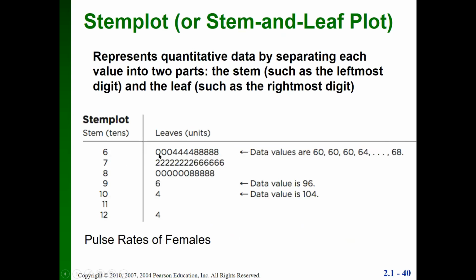We had 3 that were 60, so we put in 3 zeros, 4 that were 64, and 5 that were 68. So we simply put the number of 8s and 4s and zeros. In the 70s, we had 8 that were 72 and 6 that were 76, so we put down 8 2s and 6 6s. In the 80s, we had 6 that were 80 and 5 that were 88, so we put down 6 zeros and 5 8s. Since there are more digits here, it tells us that the largest number of values were in the 70s. And then this is the 96 and 104 and 124.